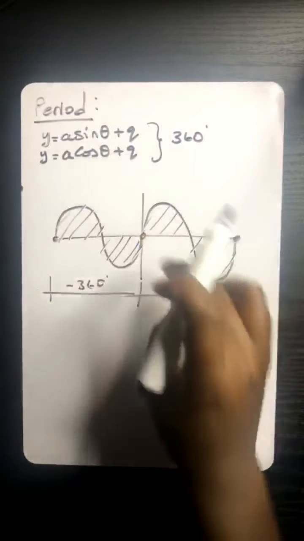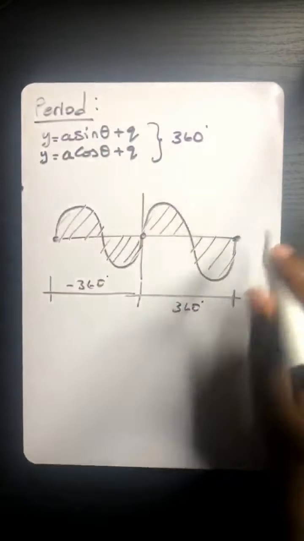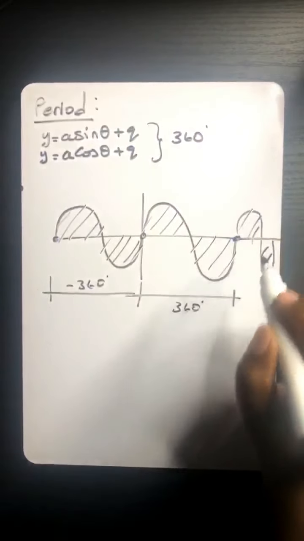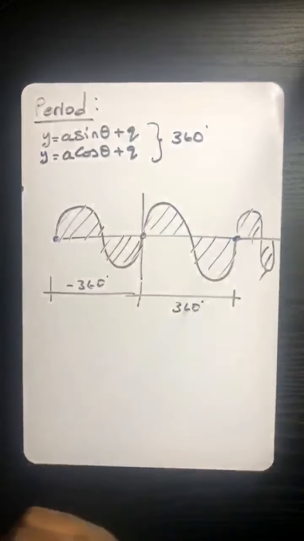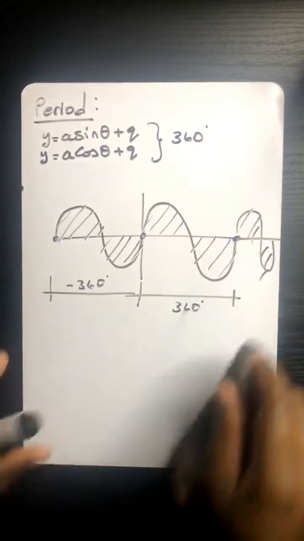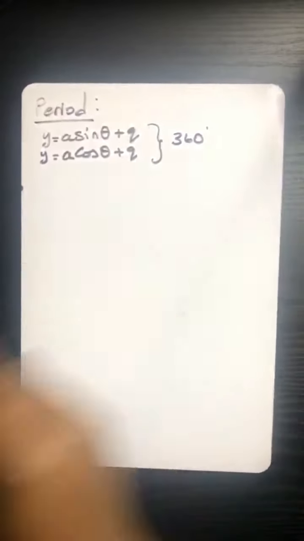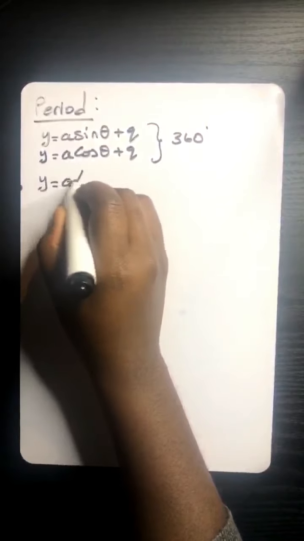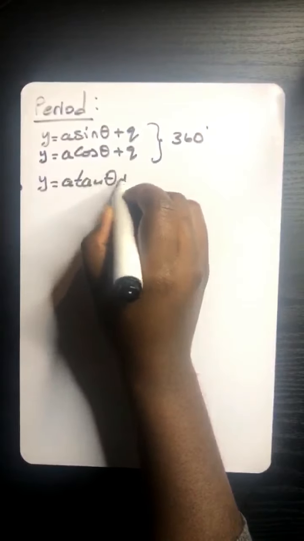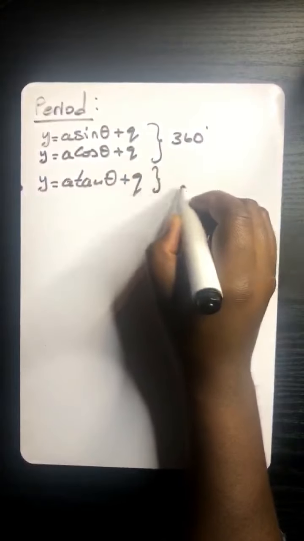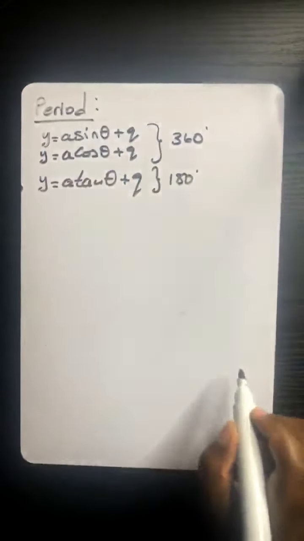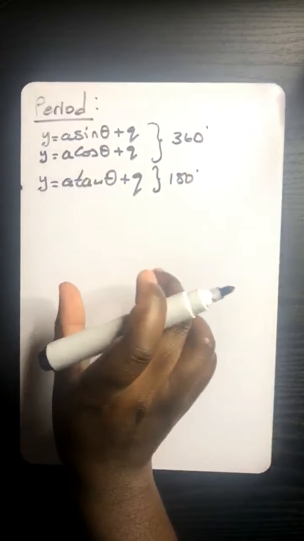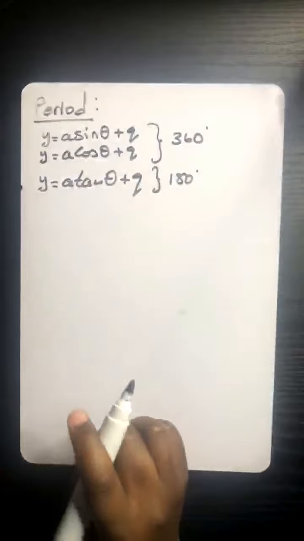After every 360, it does the same shape. After every 360, it was still going to do the same shape. So that's what we mean by the period. I hope you guys do understand that part very well. So let me just make a conclusion now: for y equals a tan of x plus q, the period is 180 degrees. So it's more like after every interval of 180, it completes its cycle.